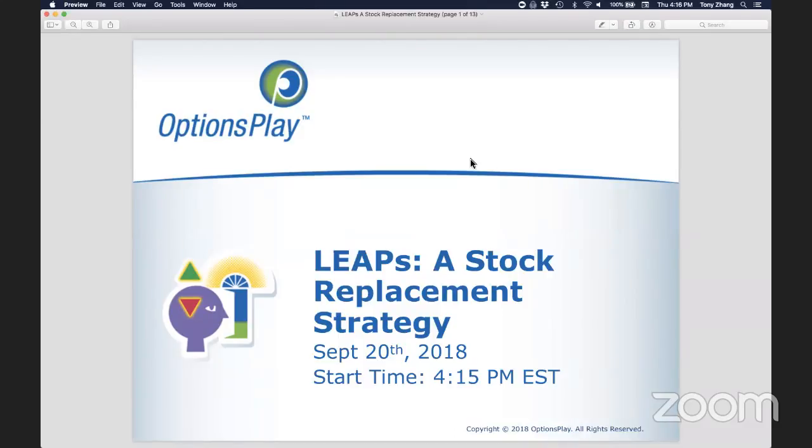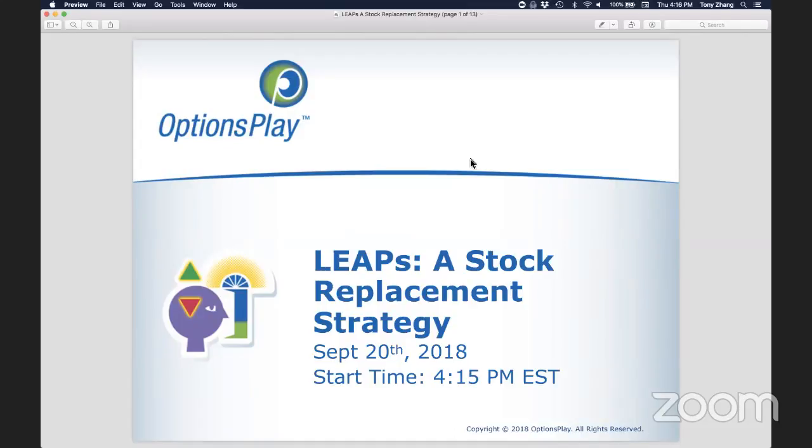But this is really for those of you that look at longer-term stock investing, how to utilize options as a replacement for just buying the outright stock. There are some additional benefits such as limited risk and also allowing you to generate income against LEAP options that can be more efficient than simply just buying the stock.